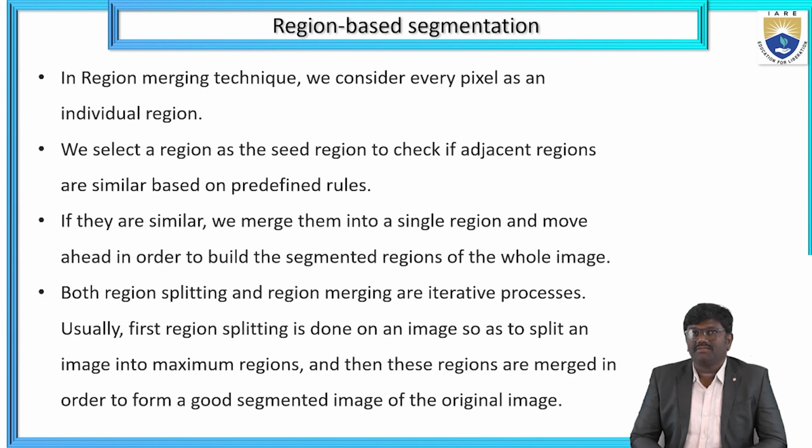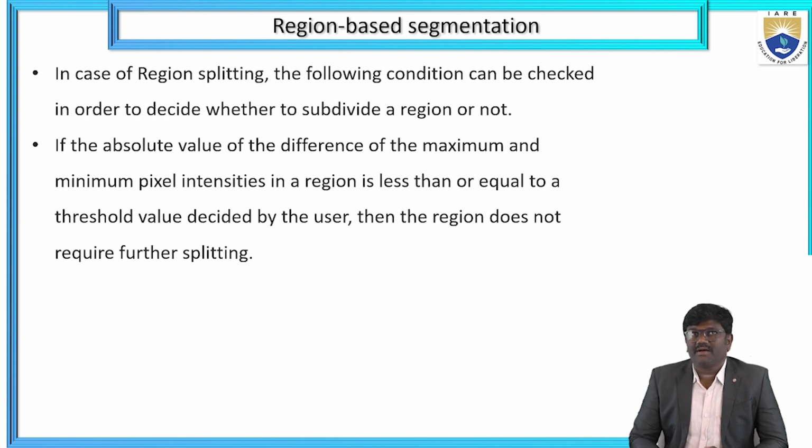But region splitting and region merging are iterative processes. Usually, region splitting is done first on an image so as to split it into the maximum number of regions, and then these regions are merged in order to form a good segmented image of the original image. That is the region merging technique. In case of region splitting, the following condition is checked in order to decide whether to subdivide a region or not. If the absolute value of the difference of the maximum and minimum pixel intensities in a region is less than or equal to a threshold value decided by the user, then the region does not require further splitting. That is what we have to follow in region splitting.